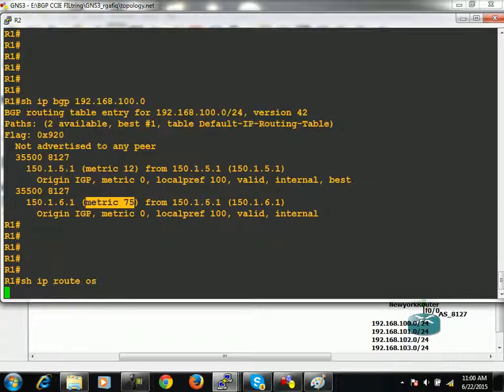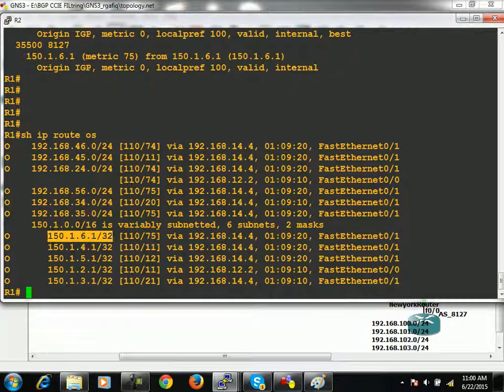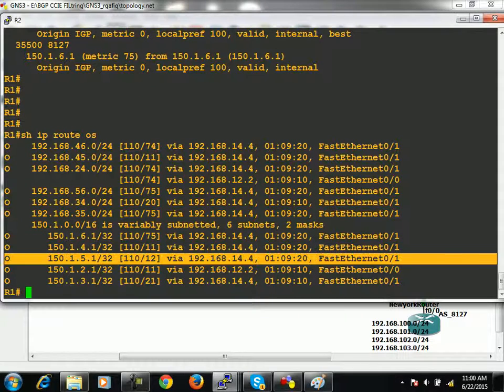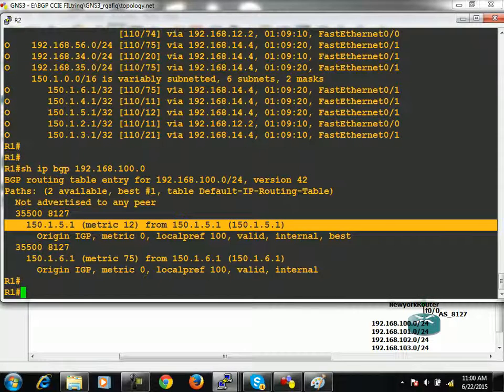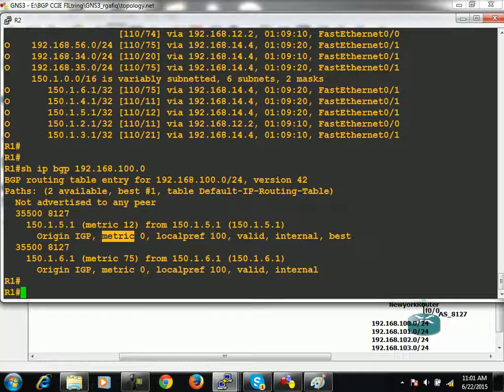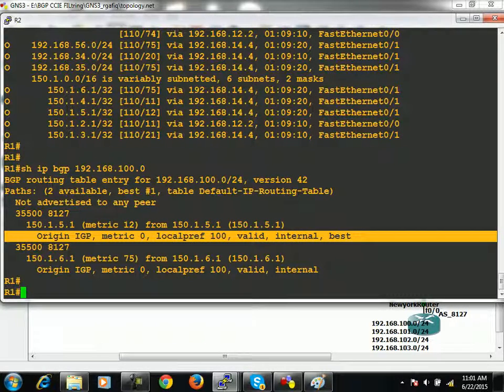So IP route OSPF. Check it out. 75 and 12. Any problem? So that is why for BGP its best path is via, check it out, R5. Done.